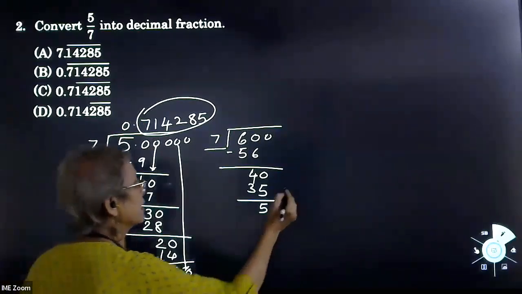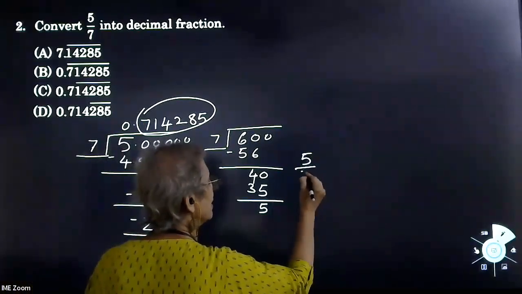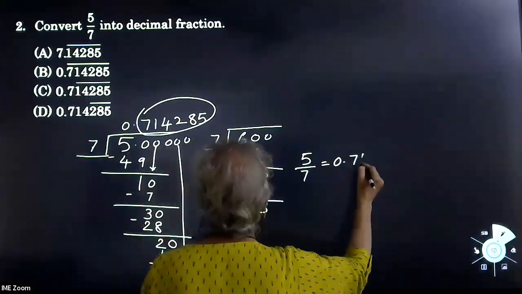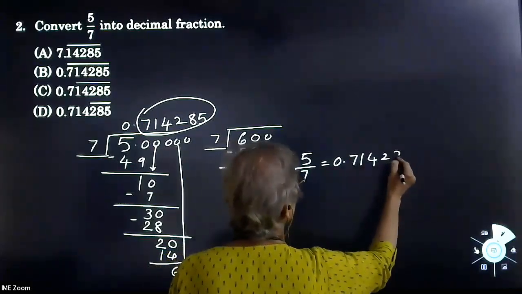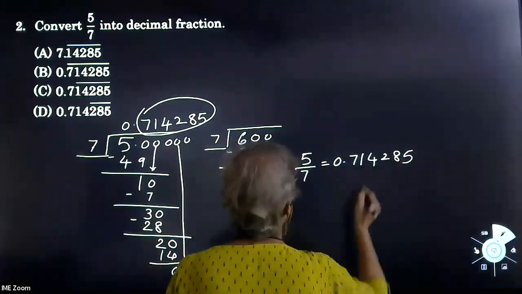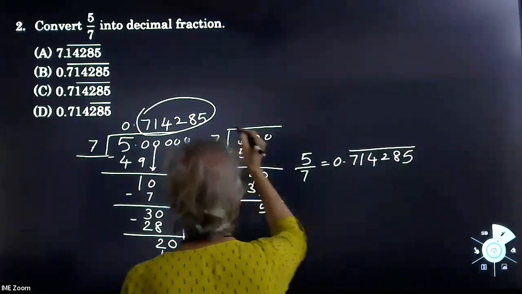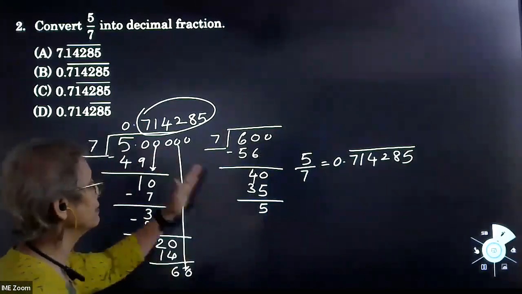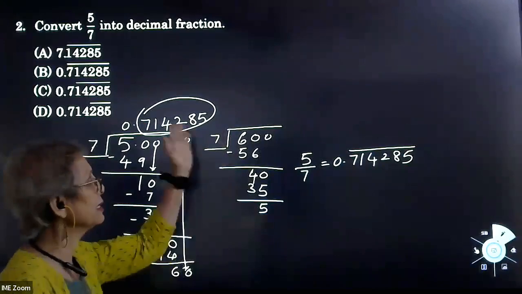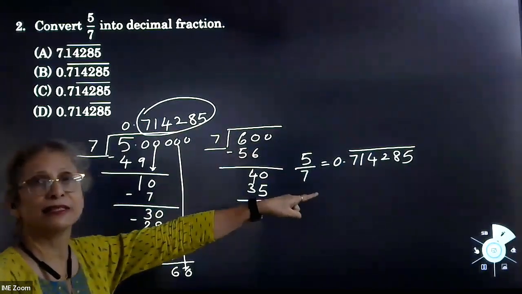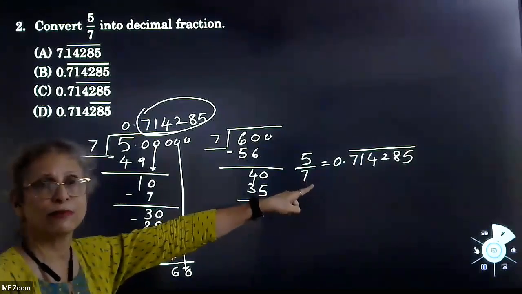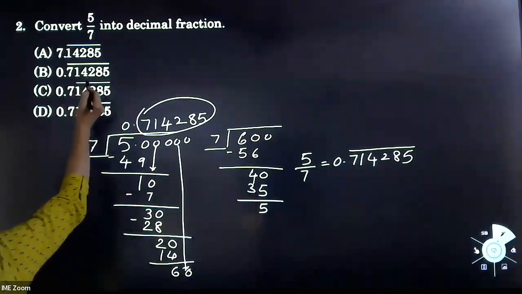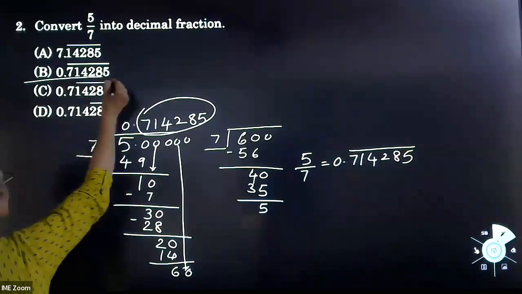And therefore, I will write that 5 upon 7 is nothing but 0.714285 with a bar, because this is an endless division. Again we got 5. We started with 5 and again we got 5. So again we will get the same group over there. And it is denoted by this symbol, the bar. So this is the recurring type. So here the answer is B.